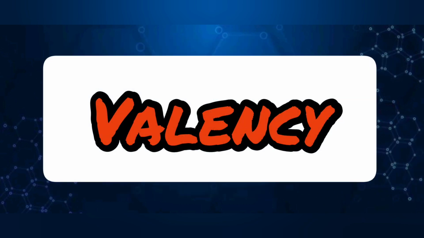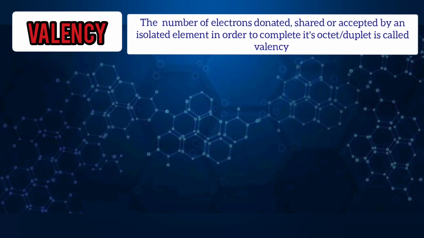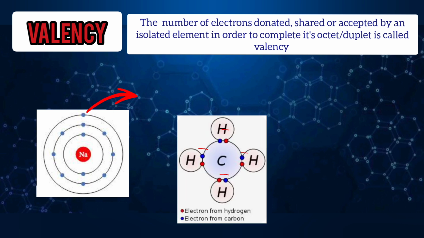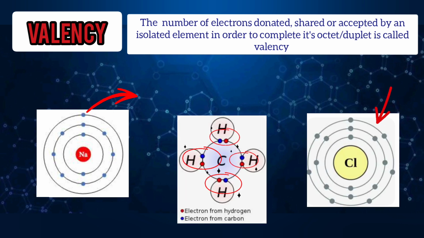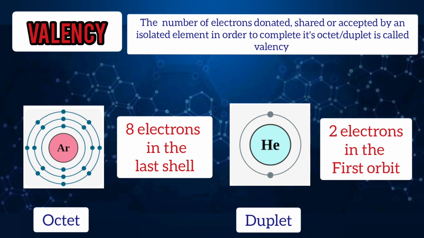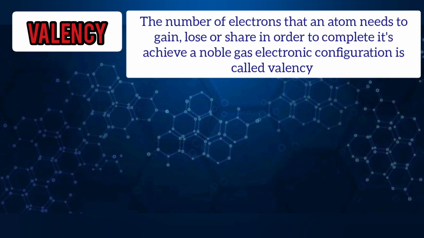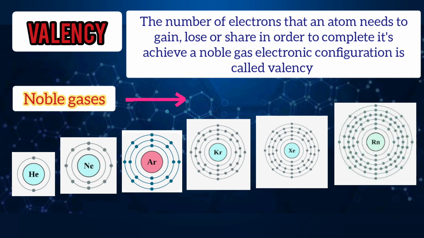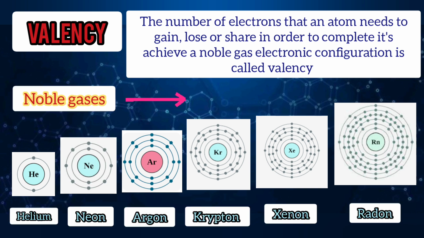In today's video, we will learn about valency. So let us first define valency. The number of electrons donated, shared or accepted by an isolated element in order to complete its octet or duplet is called as valency. Another way of defining valency is the number of electrons that an atom needs to gain, lose, or share in order to achieve a noble gas electronic configuration is called as valency.